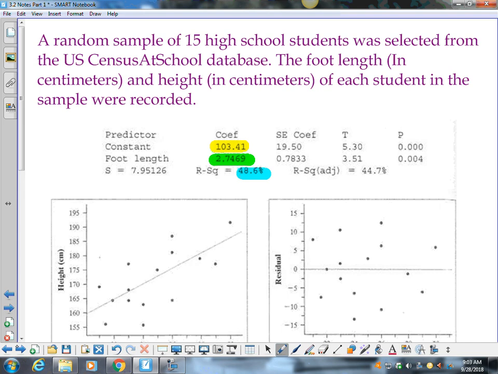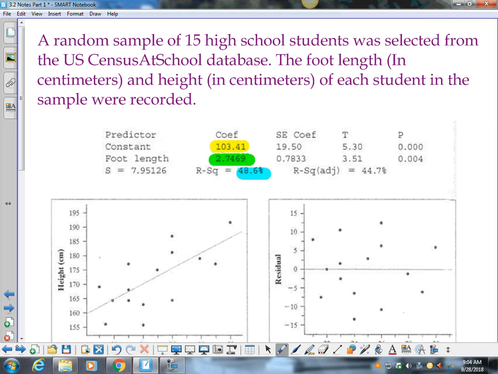Okay, so let's look at this guy. So here's a little Minitab. This is a random sample of 15 high school students selected from the U.S. Census at School database. The foot length in centimeters and height in centimeters of each student in the sample were recorded.